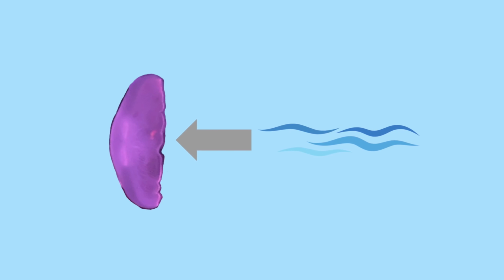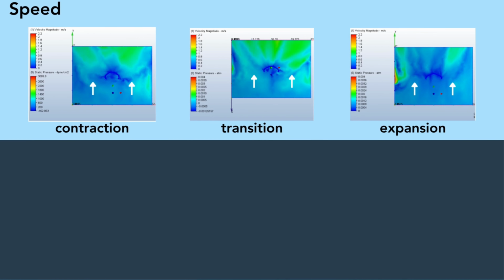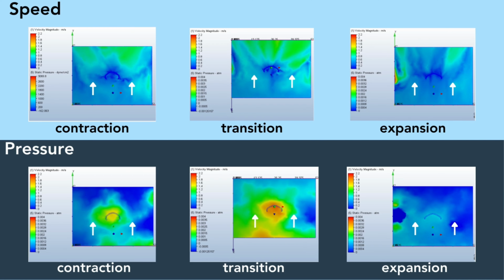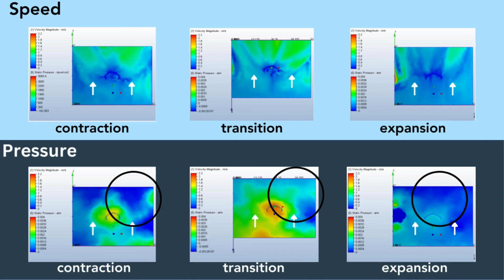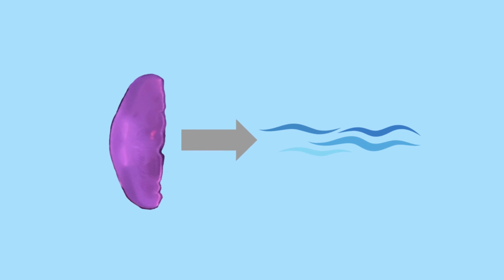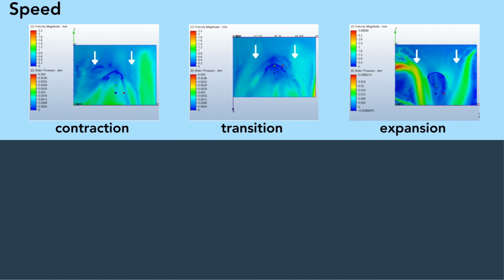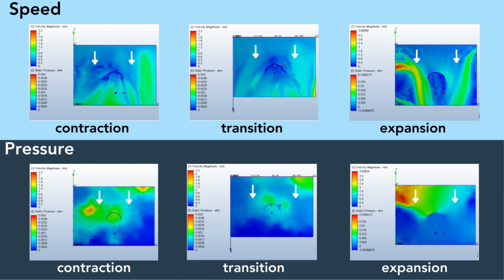When water is moving towards the opening, all contour plots have higher speeds at the back of the 3D shape as seen by the green color. Pressure is also lower at the back as seen by the blue color. This is the same as what happens with jellyfish expansion in real life. On the other hand, when water is moving away from the opening, all contour plots have higher speeds near the opening, while pressure again is lower. This now is the same as what happens with jellyfish contraction.